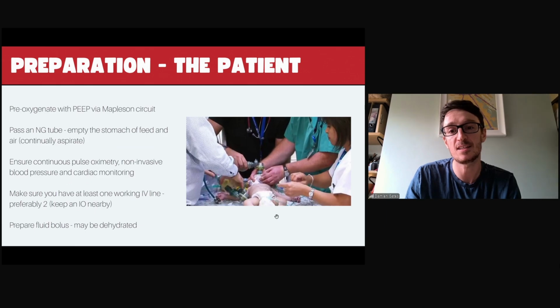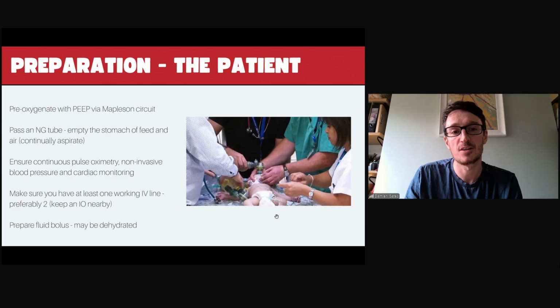If you can't do that, just keep the respiratory support that they're on, their high flow on, until you're ready to support their airway, and turn the oxygen up to 100%. I would pass an NG tube so you can empty the stomach of feed and air, and have someone who can intermittently or continually aspirate so that the stomach doesn't blow up.